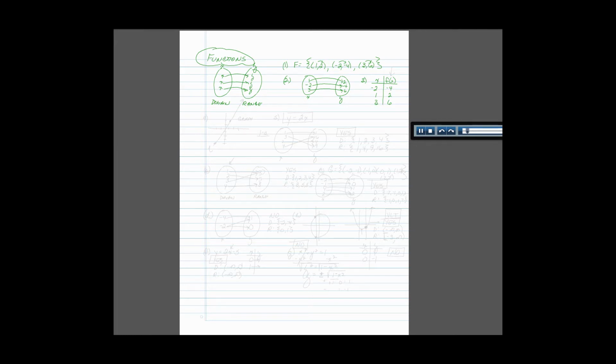The fourth way is as a graph. I have the point -2, -4, which is right here. I have the point 1, 2, which is right here. And I have the point 3, 6, which would be up here. If I then connected those, I would have a graph of that same function. Each of these says the same thing, but in a different format.